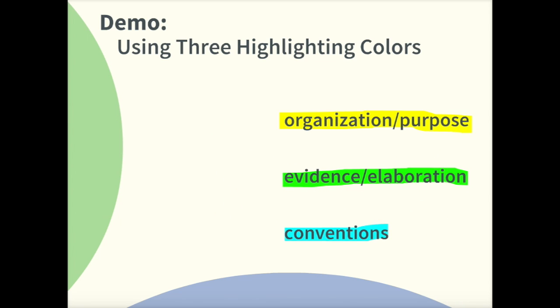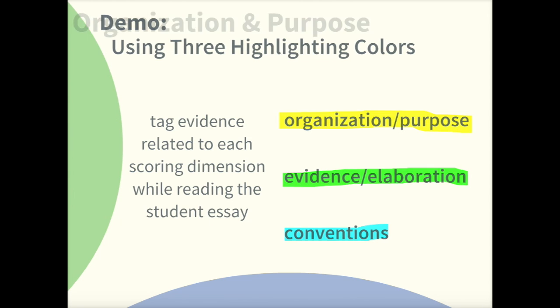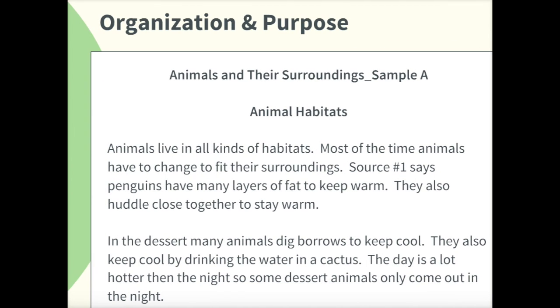Using these highlighting tools, I'll tag evidence related to each scoring dimension while reading the student essay. I've broken down the process to focus on one dimension at a time, but you could tag pieces of evidence related to any of the scoring dimensions as you notice them while moving through the essay. First, as I walk through this student essay, I'll look for a clear purpose, a main idea.